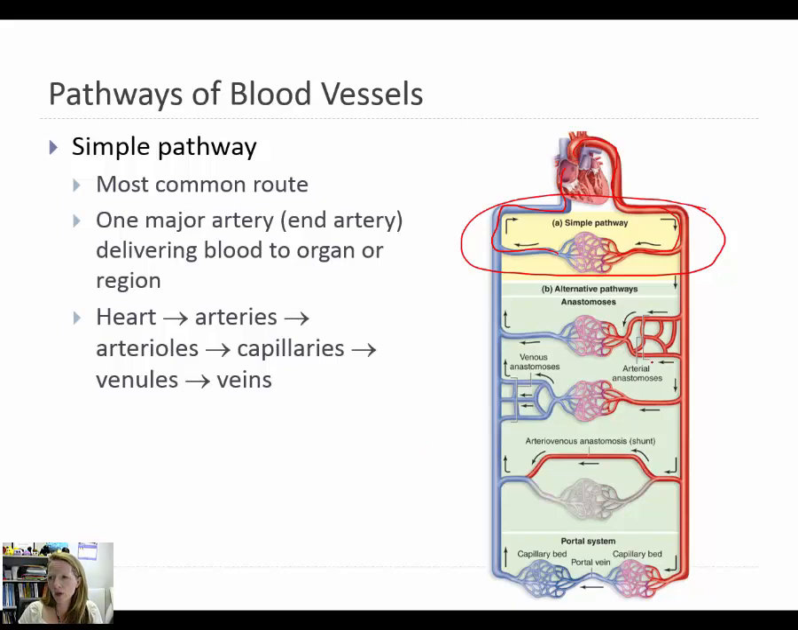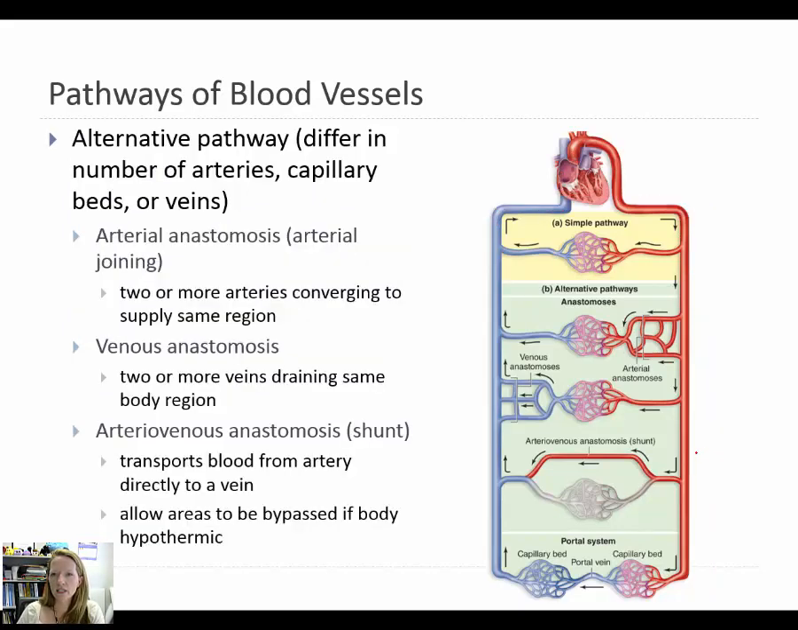But we do have some alternative pathways that occur in the body, as you can see. So let's take a look at them. Let's look at all of these things called anastomoses. An anastomosis is just a joining of blood vessels. So let's take a look at how a couple of these similar blood vessels are converging or diverging.